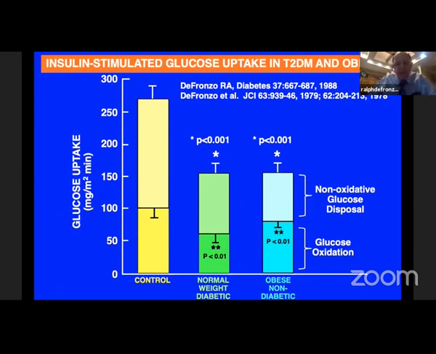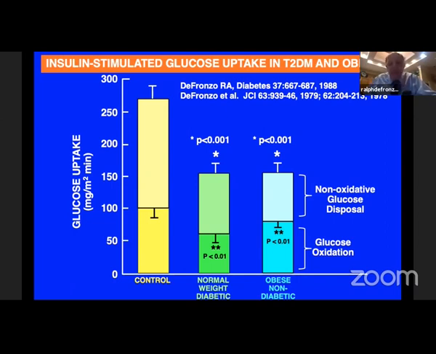So many, many years ago, we developed a technique called the euglycemic insulin clamp to measure whole body insulin sensitivity. And on the y-axis here, I've plotted glucose uptake. The units are milligram per meter squared per minute. But what's important is just to look at the heights of the bar. The healthy, control, normal glucose tolerant individuals are shown in yellow. In response to an increase in the plasma insulin of about 100 microunits per ml, they take up and metabolize about 250 milligram per meter squared per minute.